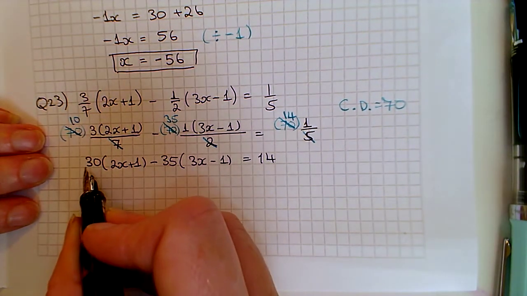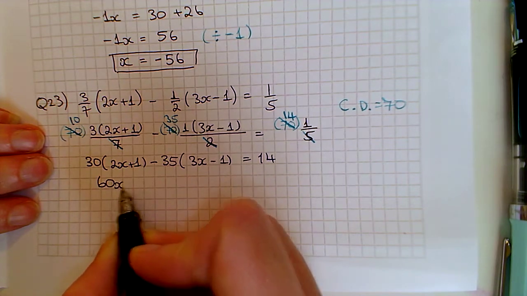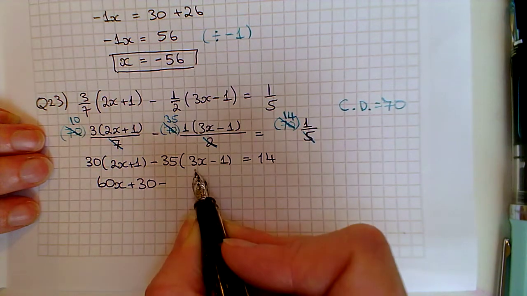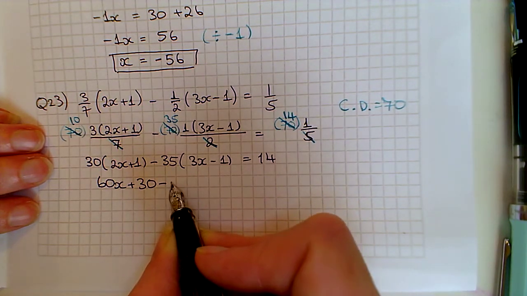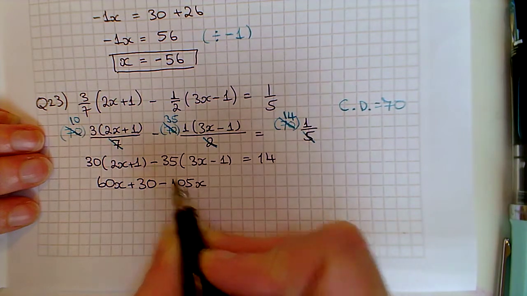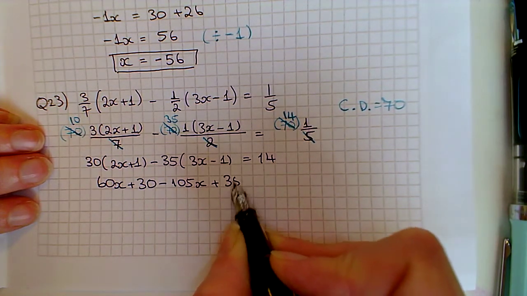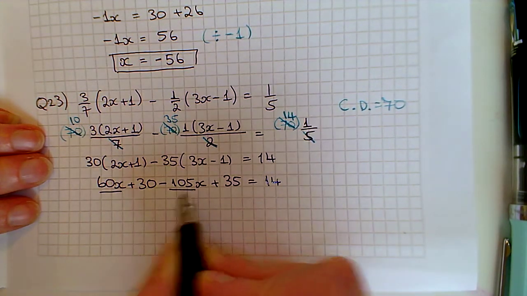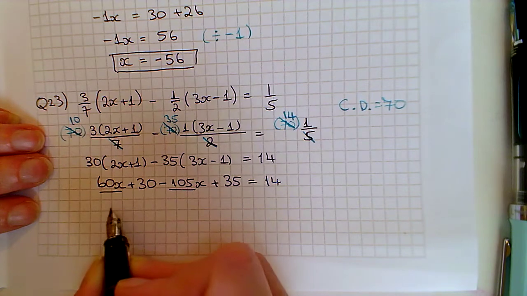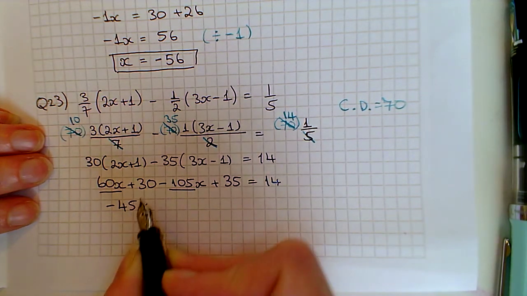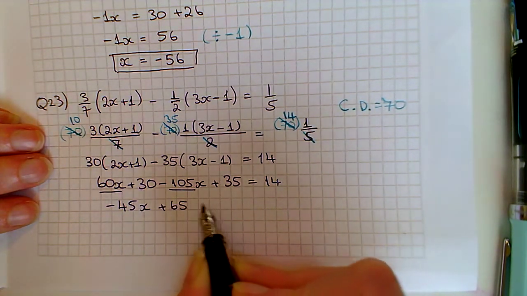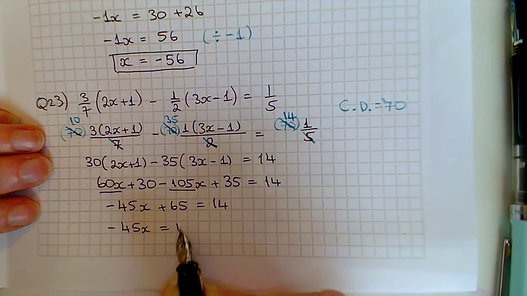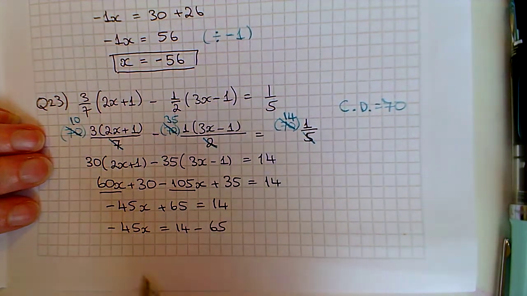Now we'll multiply out our brackets. 30 by 2x gives us 60x, plus 30 by 1 gives me 30, minus 35 by 3 is 105x. Minus by minus is plus 35, equals 14. Add my like terms. 60 take 105 is negative 45x plus 65 equal to 14, and then I'll do letters left, numbers right, minus 65.